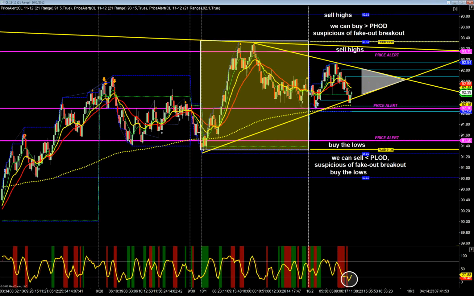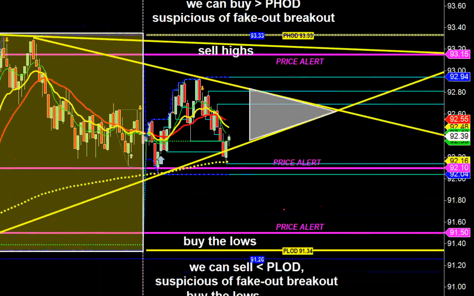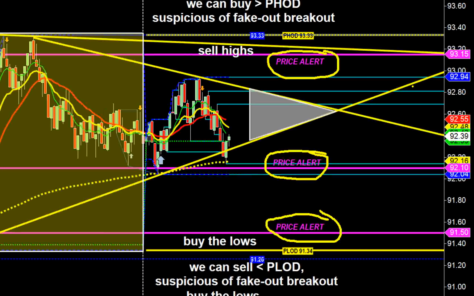Then we went one step further. Look at these things called price alerts. See the price alerts? We went one step further and we said, you know what? It's going to be a sleepy day today. It will be really easy for us to have the temptation to start making up trades. You know who you are. I'm guilty as charged too.